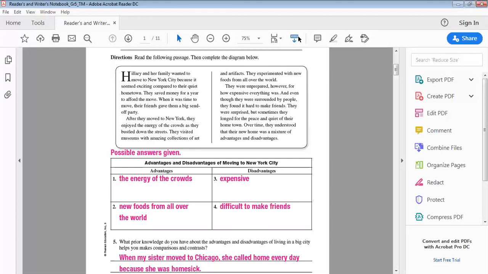I want to stop this lesson here. I hope you find it interesting about comparison and contrast. Perhaps in a future lesson, we will have something more to discuss. Thank you so much.